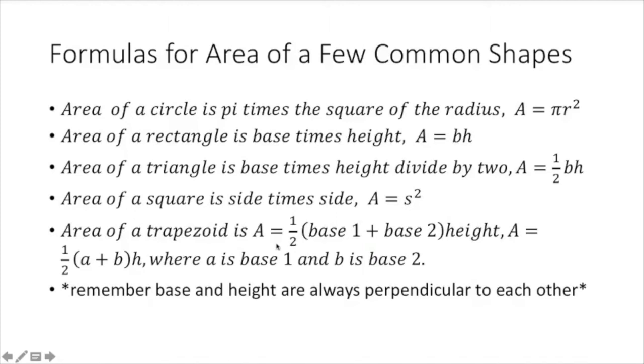For a trapezoid, this is probably the most unique one. We have the area is equal to half of the sum of the bases. So base 1 plus base 2, right? Divide that by 2 and then multiply it by the height. So in our formula here, 1/2 times the quantity A plus B, where A is base 1 and B is base 2, and then multiply that by the height of it.